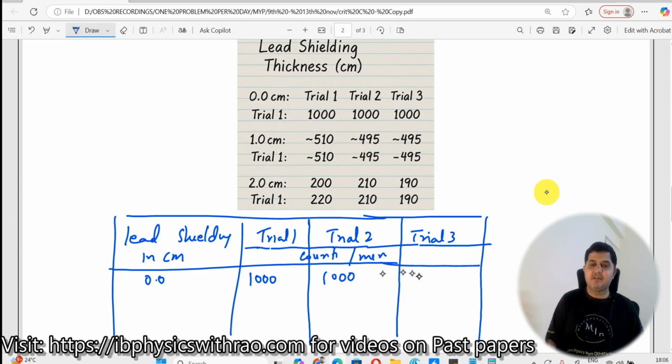1000, 1000, 1000 as such. 1 centimeter, 1.0. So here it is 510, 495, 409. Second one, 2 centimeter. Now here you see this 200, 210, 190, 220, 210, 190.